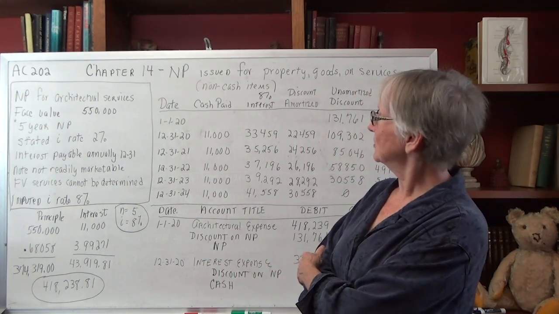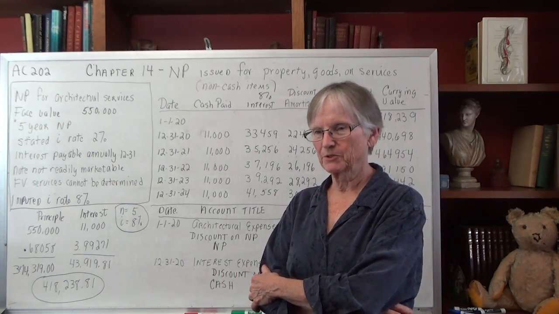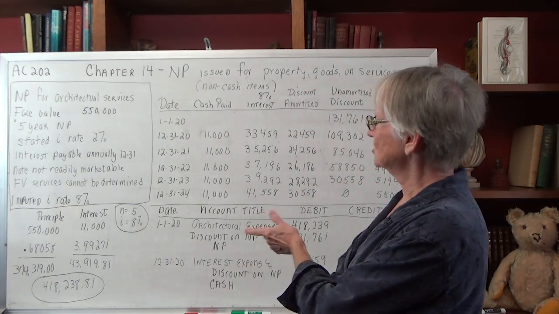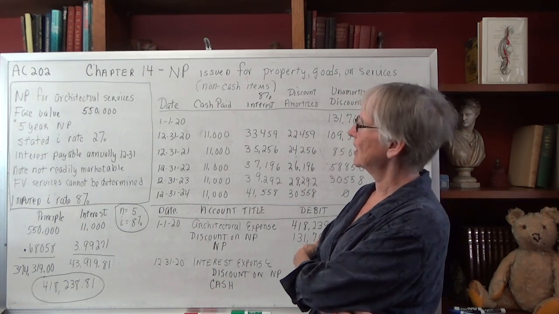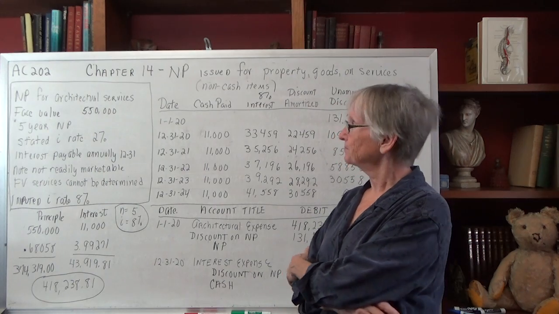Okay. So now we'll talk about notes payable that are not issued for cash. They're issued for non-cash items. So this would be, in this example, the company has a bill from the architect for architectural services for $550,000.